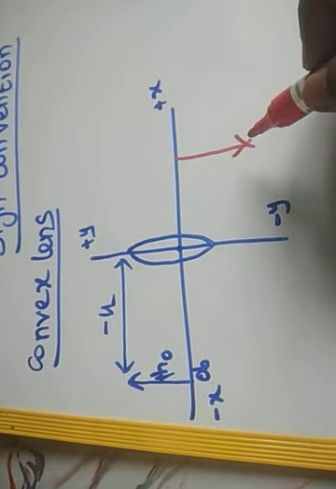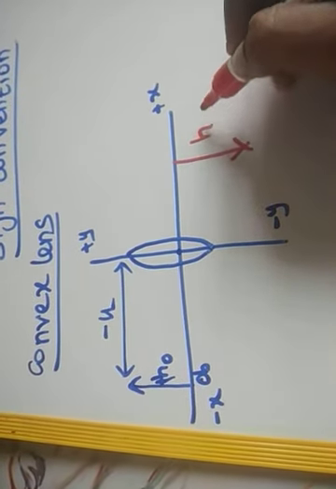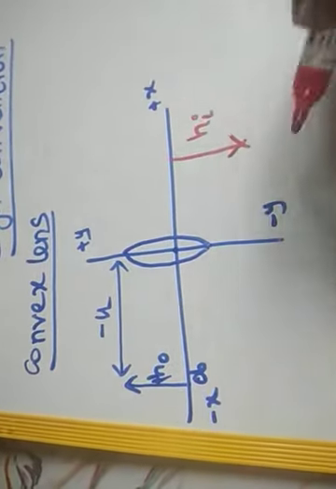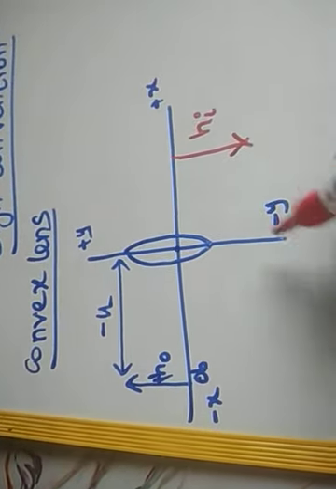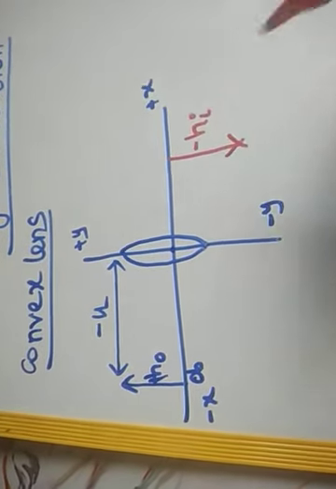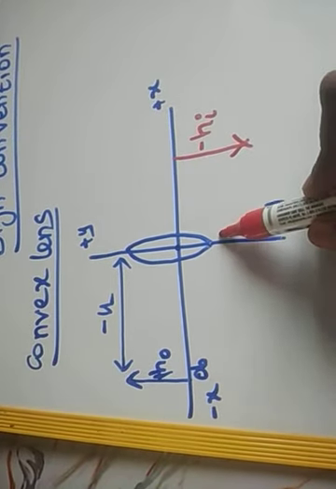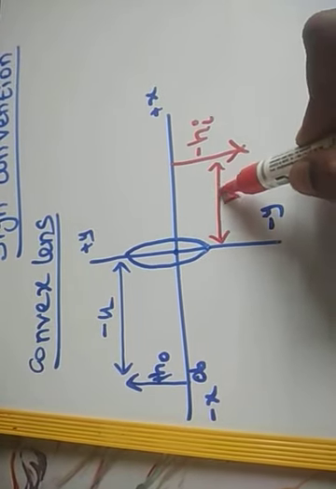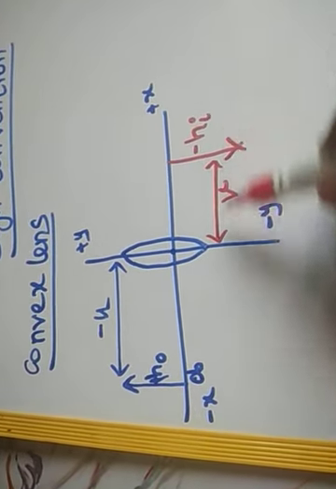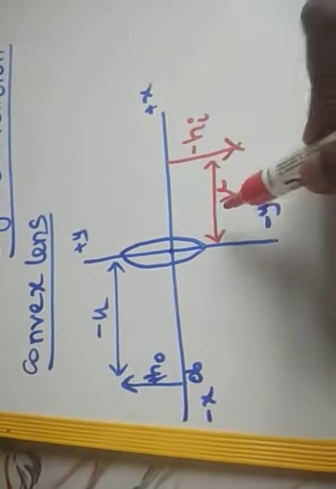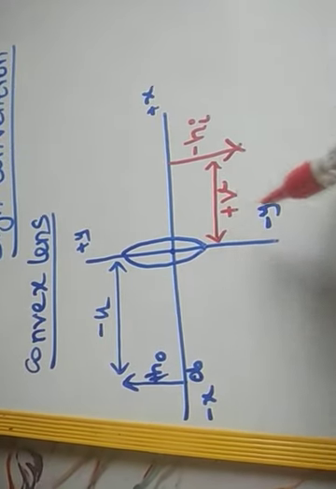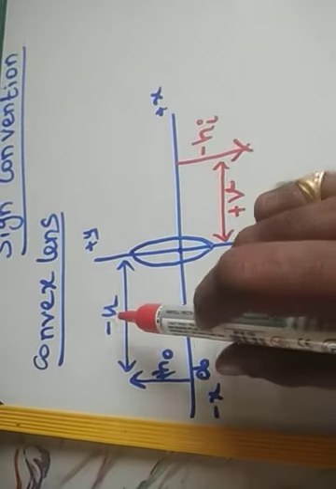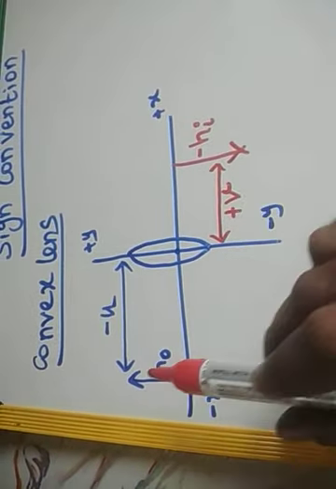So this is the image. The image height is h_i. The image height is in the vertically downward direction along the negative y-axis, so minus y. The distance between the lens and the image is called the image distance v. That is in the horizontal positive x direction, so it is positive. Hence this is the sign convention for object distance, image distance, object height and image height.